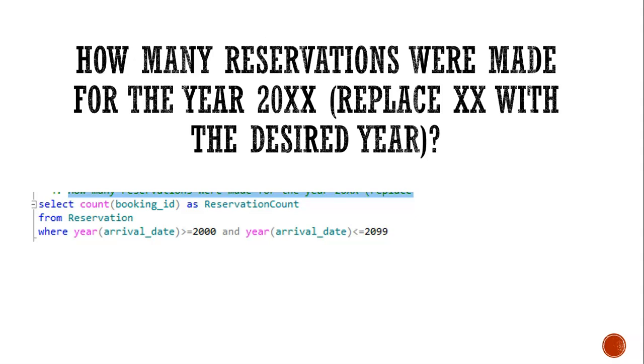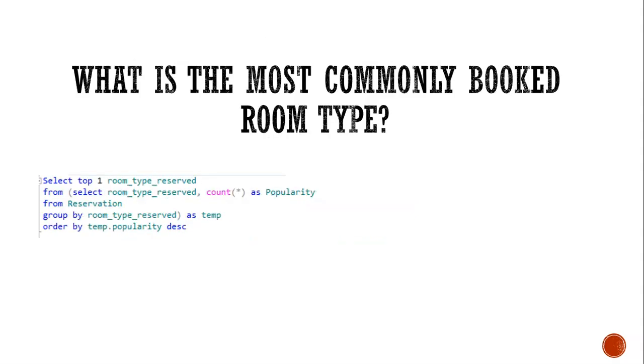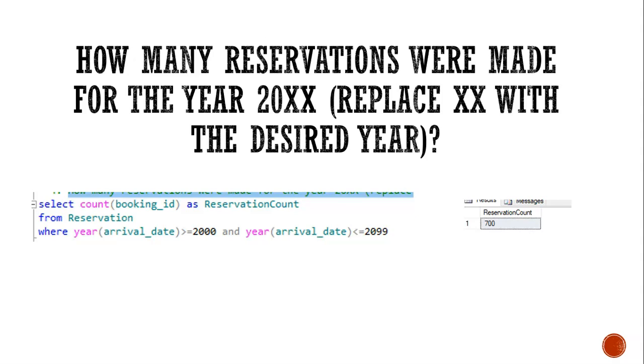Then we have, how many reservations were made for the year 20XX? Since we have XX, the minimum year would be 2000, and the maximum year would be 2099, and that is why in the where clause I am putting a condition only on the year of the arrival date, and we are just again simply counting by using the count aggregate function. And this was the final result, since all of the entries had arrival years between 2000 and 2099.